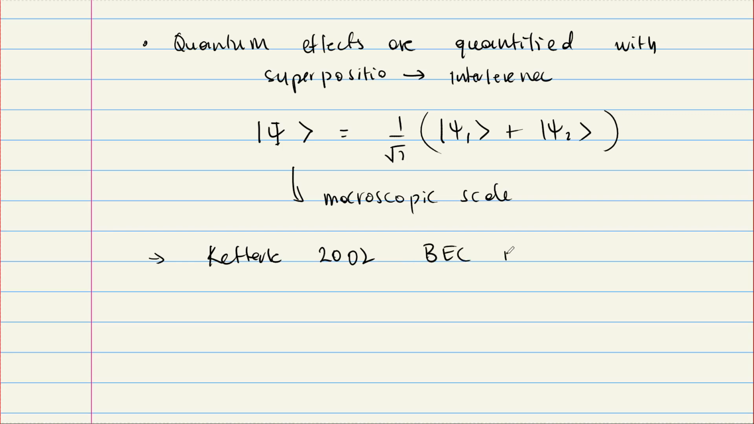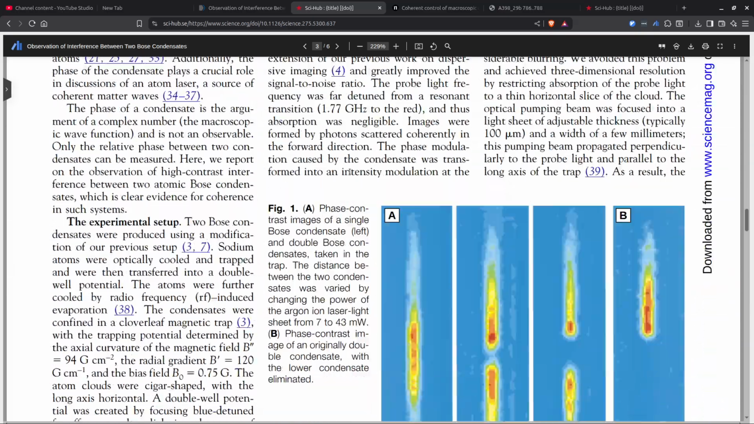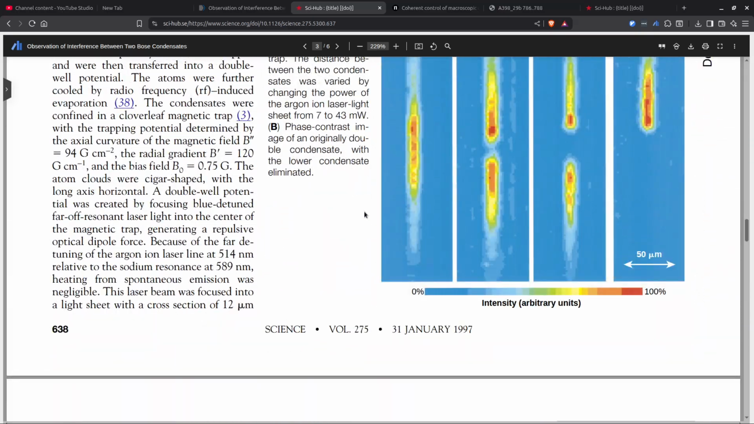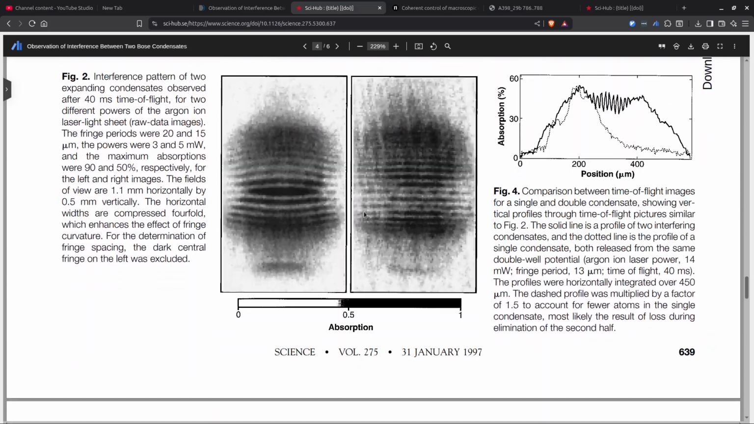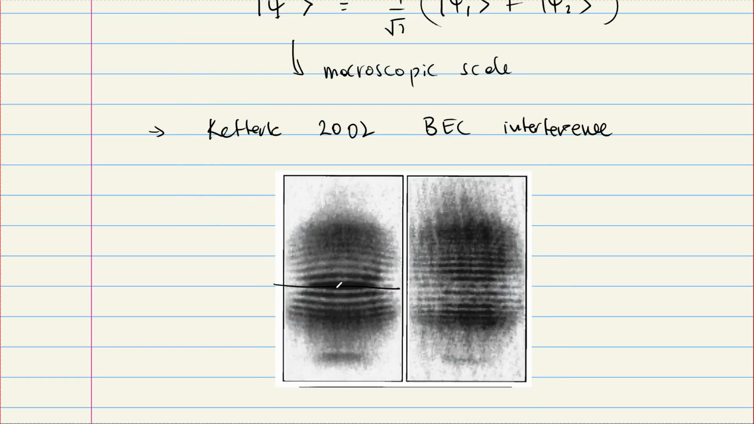He had BEC interference, and I think I put the paper, this one. So what he's doing is, it's not very important. He's creating a macroscopic quantum wave, right? And after he cuts it with a knife, here there's a right side and left side, just like a Josephson junction. And then after separating the cloud, he brings them together, right?